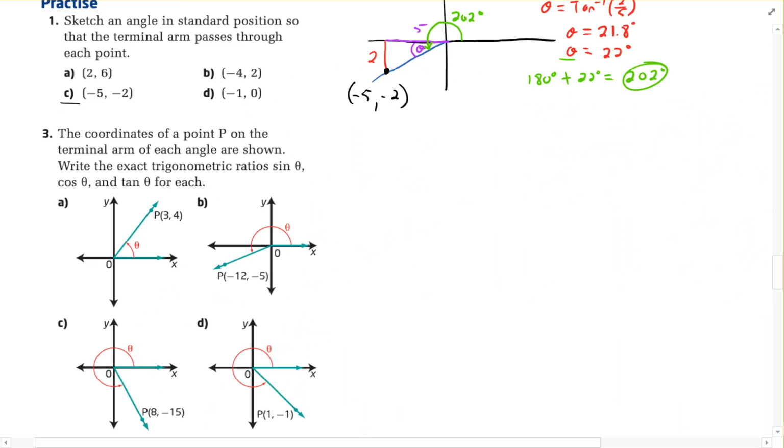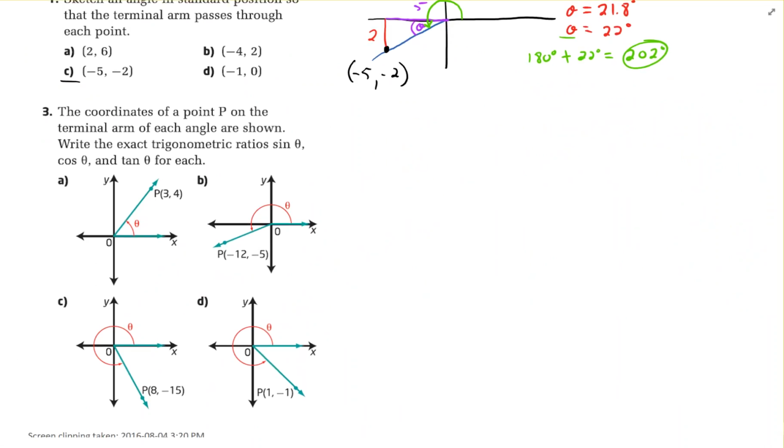All right, so number 3, this is a pretty common one. So let's do B, I guess. So we'll start with that one. And it says that's at point -12, -5. And it says we need to find the exact trigonometric ratios of sine theta, cos theta, and tan theta.